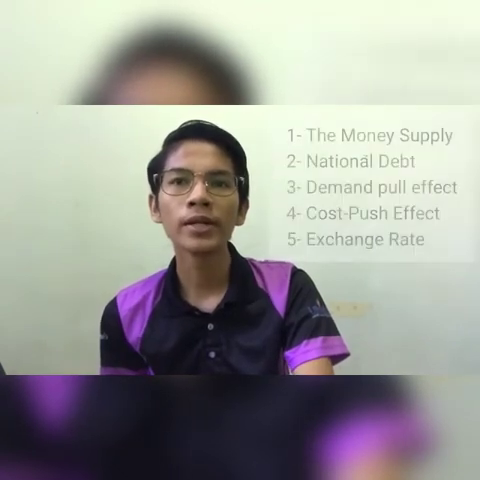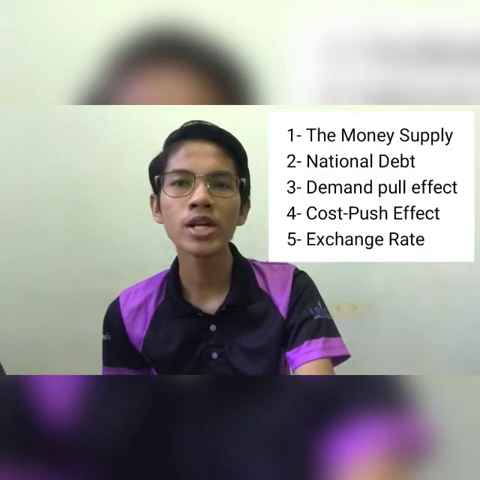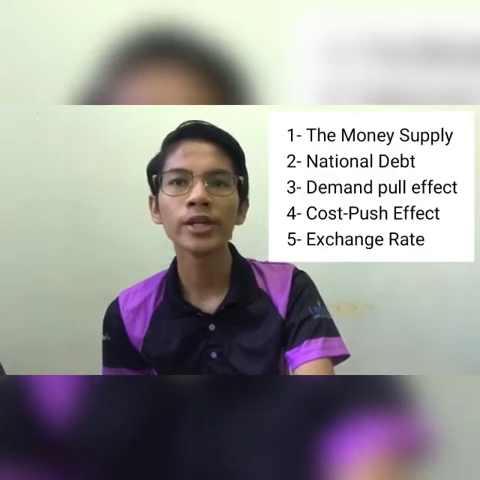Number 1, the money supply. Number 2, national debt. Number 3, demand-pull effect. Number 4, cost-push effect. And number 5, exchange rate.